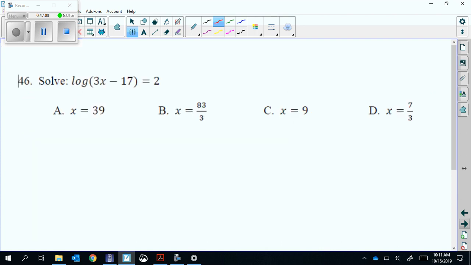Solving for logs. Main thing we have to remember is what is the base. When they don't write a number, it's 10. So if the base is 10, logs are exponents. So this 2 is an exponent. And then the rest of it's the rest of your equation, 3x minus 17. 10 squared is 100.